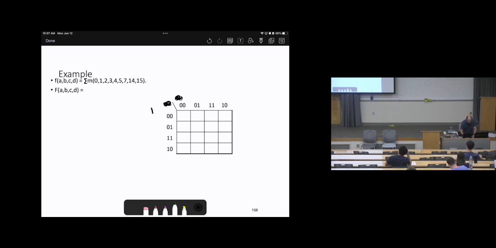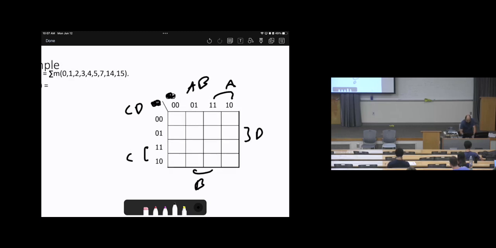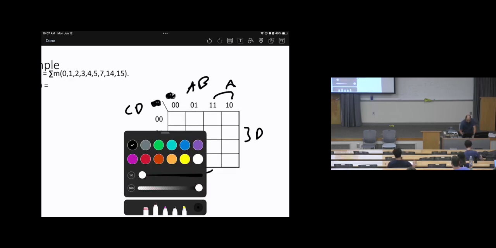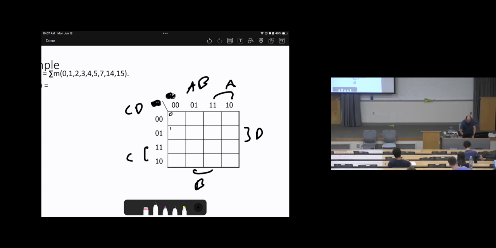So here is CD and here is AB. This is the location of C, this is the location of D, this is the area of A, this is the area of B. Then for the minterms, as I mentioned earlier, we need to put the minterm locations in the corners, like 0, 1, 2, 3, 4, 5, 6, 7, 8, 9, 10, 11, 12, 13, 14, and 15.